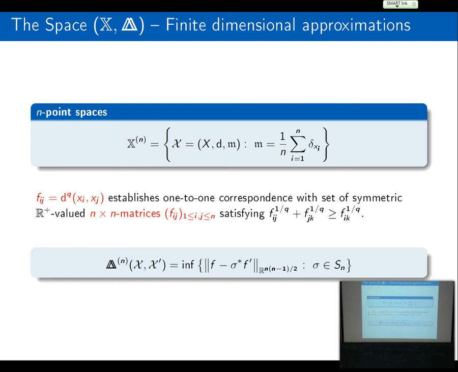And there is another object which helps a little bit to understand what's going on. These are the so-called n-point spaces. These are metric measure spaces where the mass is uniformly distributed on n points. So n is fixed now. So we fix n, and the mass is uniformly distributed.